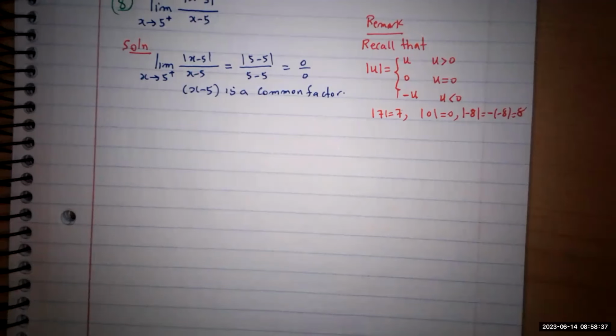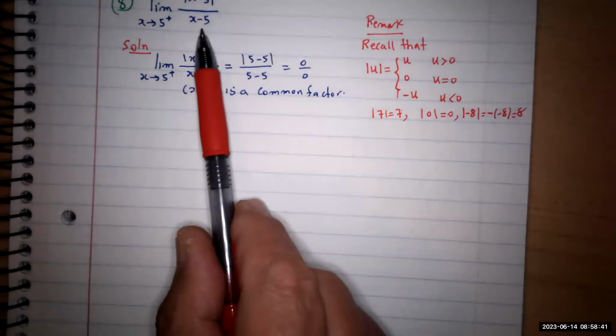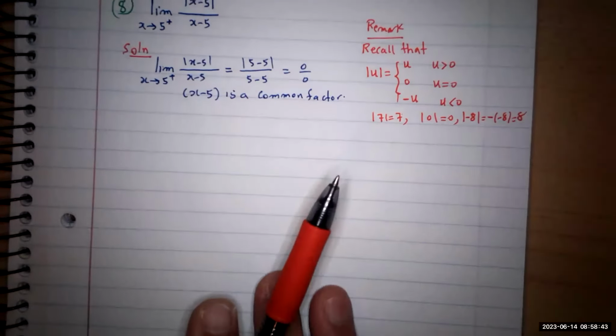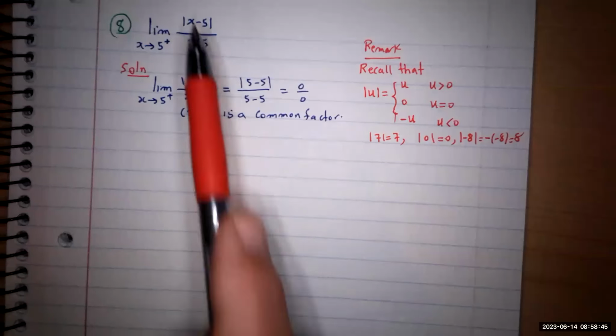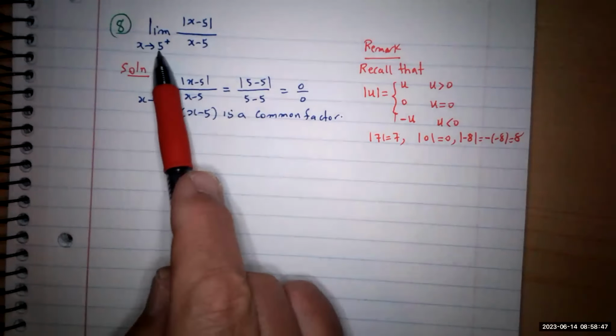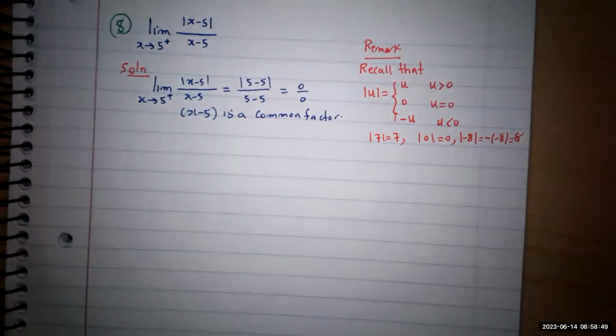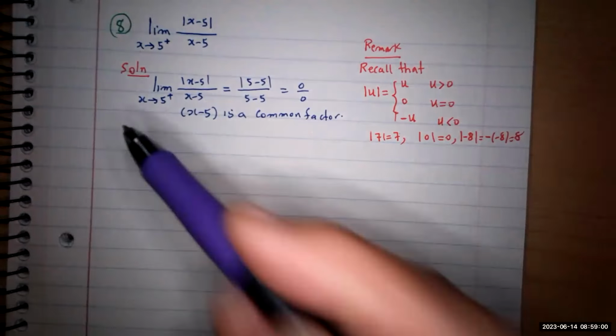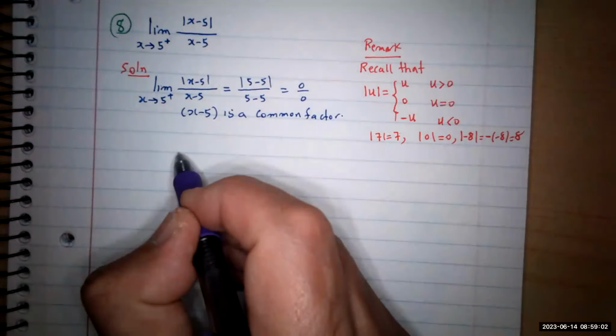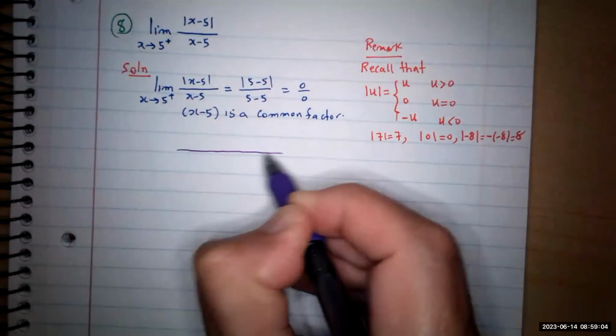Okay, any question? Now getting back to this one. We want to know what the sign of the inside is when x goes to 5 positive. Do you remember what it means? x goes to 5 positive means x is approaching 5 from the right. Excellent. This is 5.